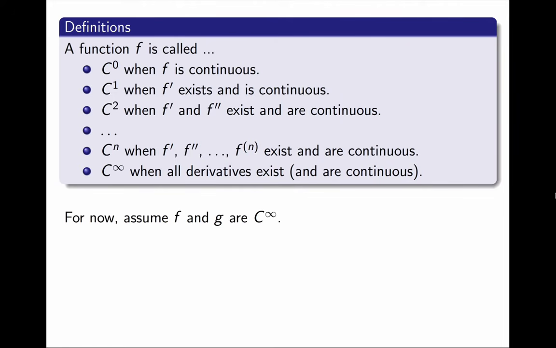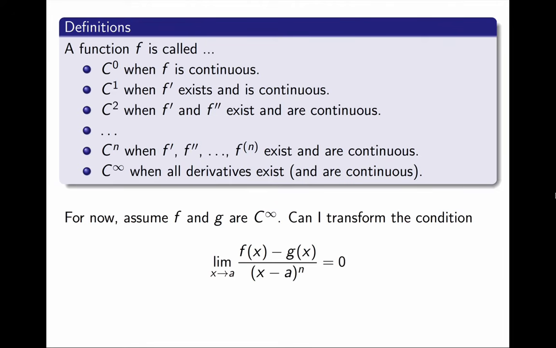For now, let's assume that f and g are C infinity. They have all their derivatives. I want to try and rewrite this condition, that the limit as x approaches a of their difference over x minus a to the n be 0. I want to rewrite this condition into something simpler involving the derivatives of f and g. As I said, for now I will just assume that f and g have all their derivatives if needed. Once I finish my exploration, I will check back and see which assumptions I actually used.